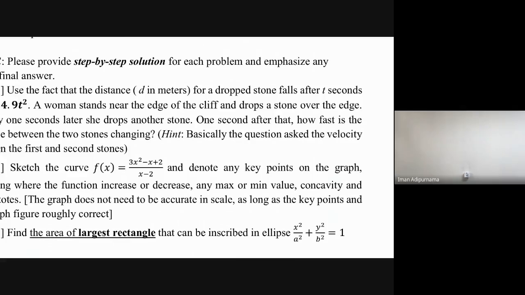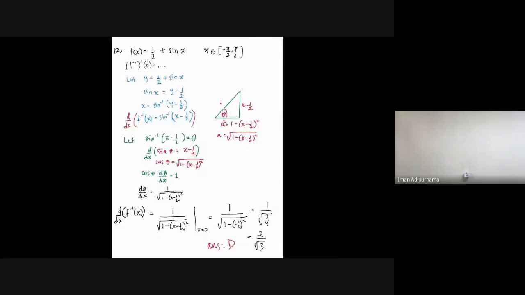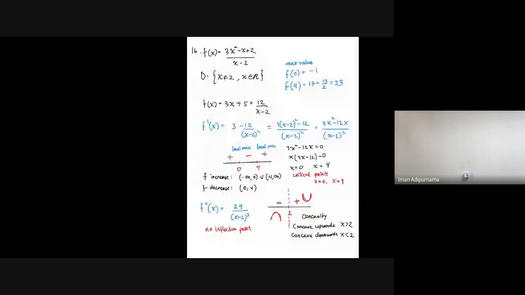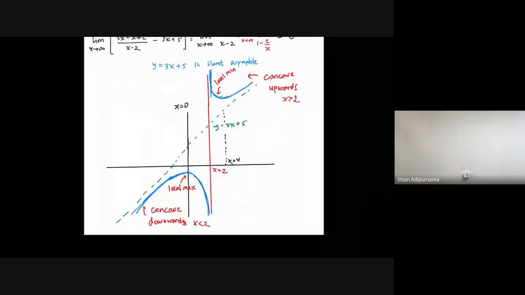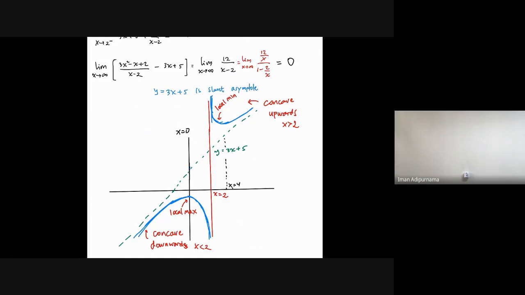Okay, so the curve should be like this. The curve should be like this. So you have a slant asymptote, the green one, and then there is no inflection point. Even though this is concave downwards, this is upwards, we don't have any f double prime equals 0. Still, it's not having inflection point, but you can find the downwards and upwards.